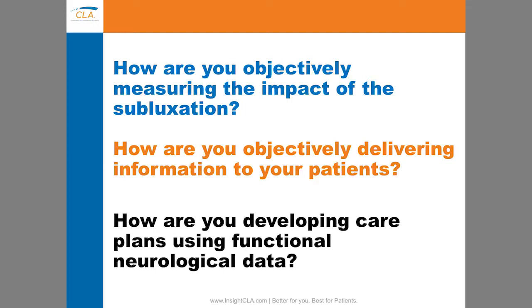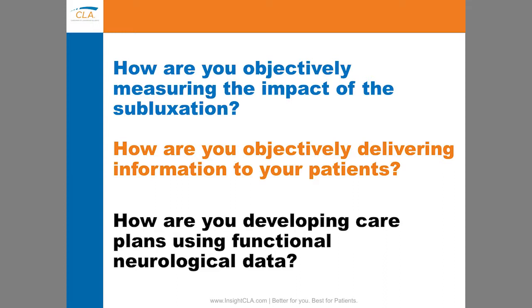How are you objectively delivering that information to your patients? It is one thing to touch and tell and feel the tone within the tissues of the subluxated area, but it's another thing to look much deeper. And how are you then developing care plans using the functional neurological data? Again, many times we're associating our care plans with how do you feel, we anticipate the function returning, but now you have an objective way of measuring and looking deeper.